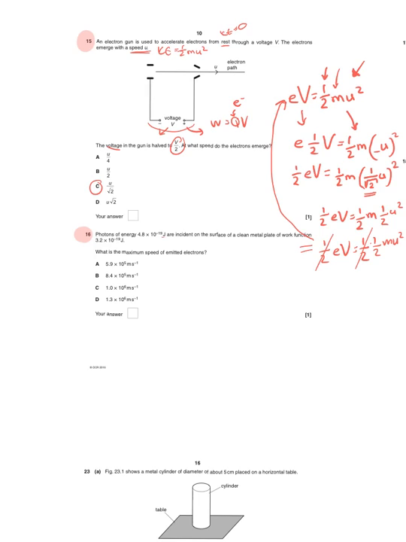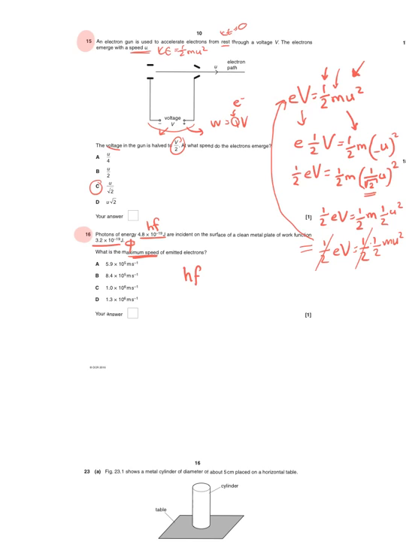It gives me the energy of photons that are incident on the surface of a clean metal plate. It gives me the work function, which is phi, and it's asking me to find the maximum speed of the emitted electrons. Remember, kinetic energy, once again, is linked to speed of any object, and since we're given energies, we know that we can go from the kinetic energy to the speed that way.